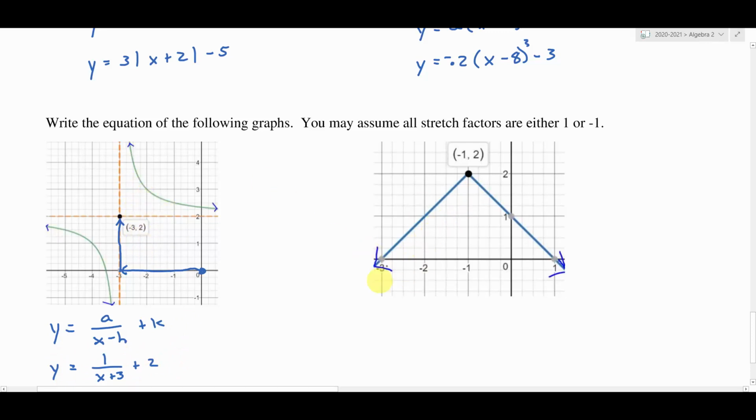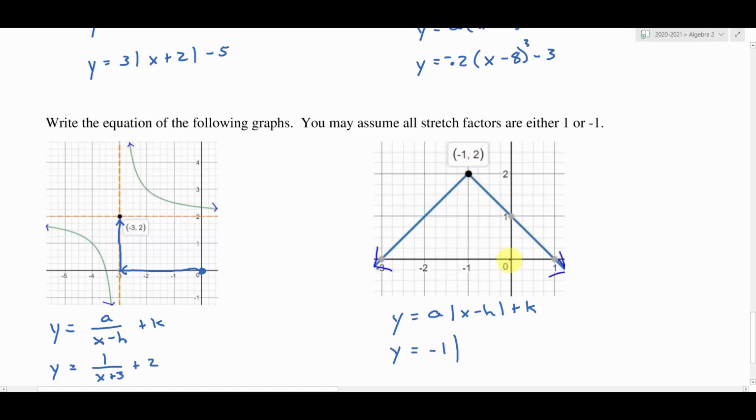So let's take a look at this one. This is a V-shape, and if you're looking at your table up above, you'll remember this is an absolute value function. So we need a absolute value x minus h plus k. And I need to go through and find my clues, right? I need to find my a, h, and k values. Okay, so this V opens downwards. So much like the parabola, if it opens downwards, that means it's been reflected. So I'm going to put a negative 1 in for the a value.